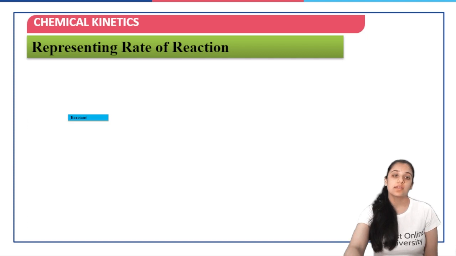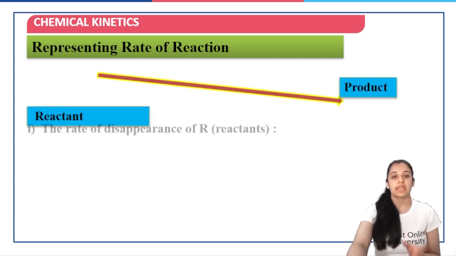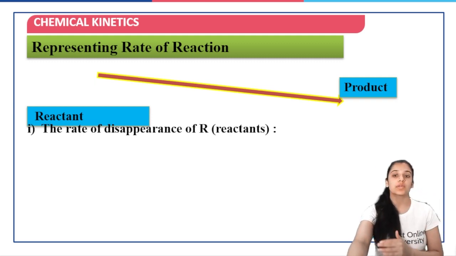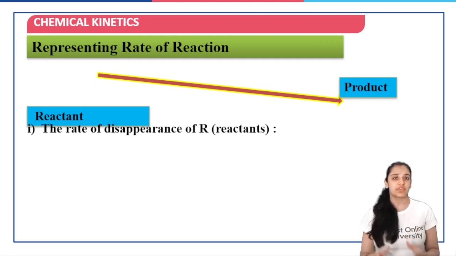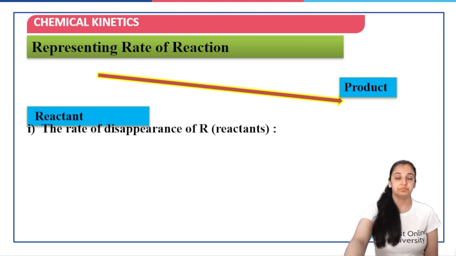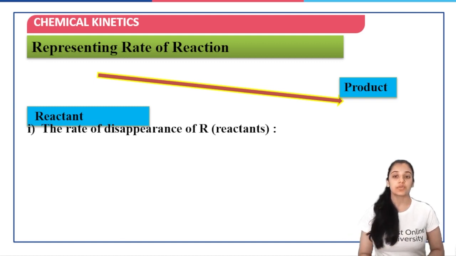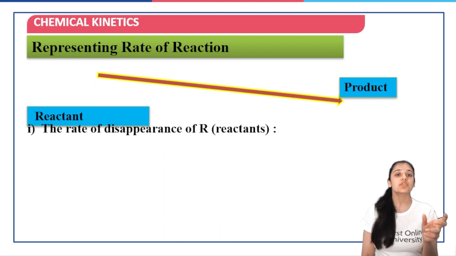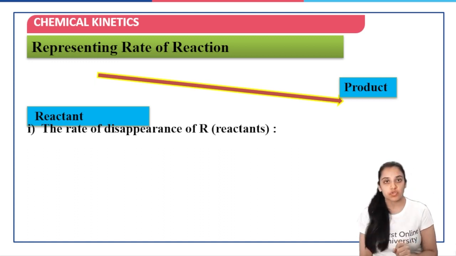Now, how do we represent the rate of reaction? So if we have reactants going from the reactant side to the product side, okay, so there are some reactants involved and they're going to get converted into products in the presence of defined conditions, then there are various ways of representing the rate of reaction. Since the rate of reaction can be expressed in terms of the concentration of any one of the reactants or any one of the products, and the reactants are disappearing. In any chemical reaction, the reactants would disappear and the products would appear. Agreed? So, the rate of disappearance of reactants will be equal to the rate of appearance of products.